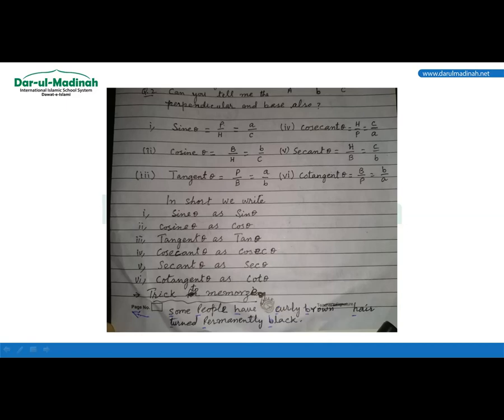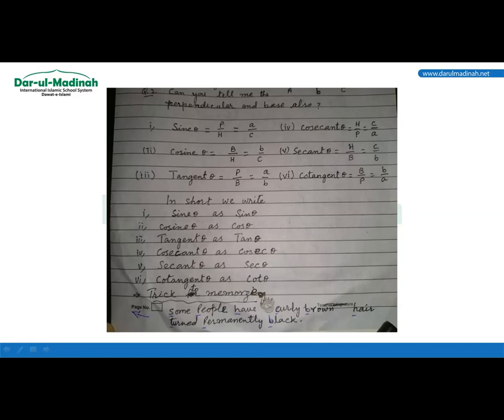The reciprocal of sin theta is cosecant theta. The reciprocal of cosine theta is secant theta, and the reciprocal of tangent theta is cotangent theta. We can find the values by taking the reciprocal of these. What is the reciprocal of P upon H? Yes, H upon P. So this is the value of cosecant theta.